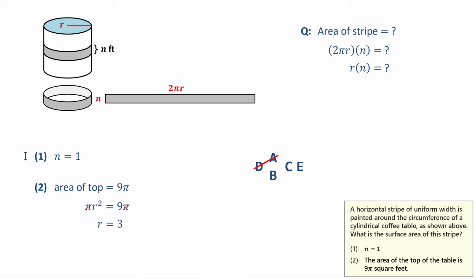It's great that statement 2 has given us the value of r. However, this is not enough to answer our question, which asks for the value of r times n. So statement 2 is insufficient.